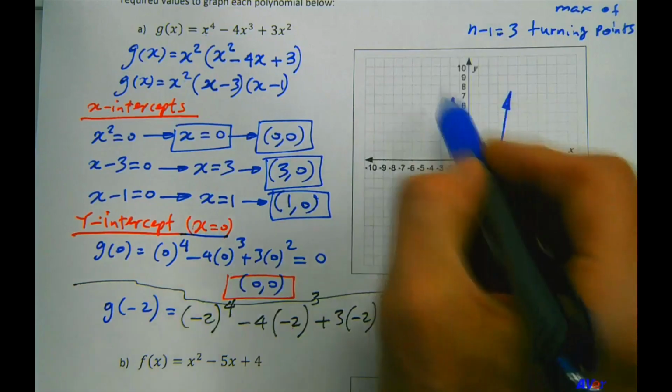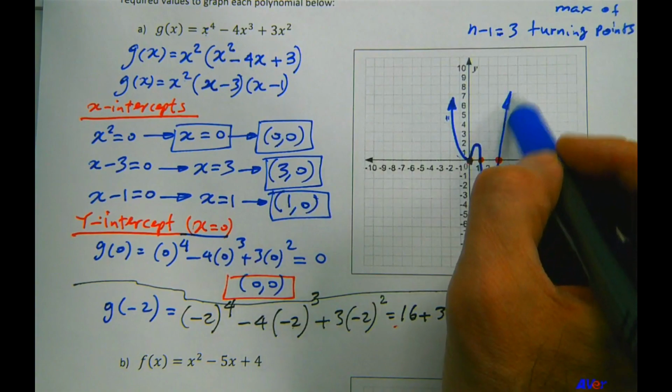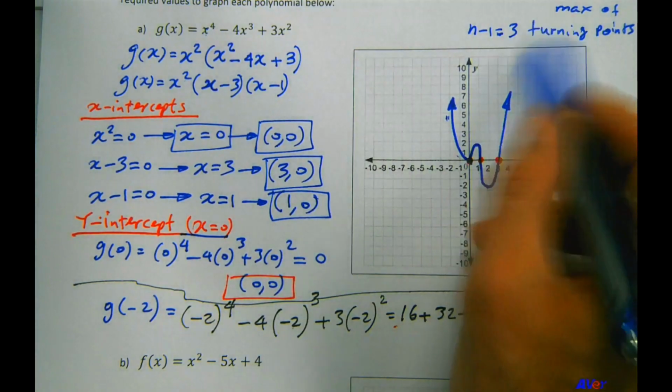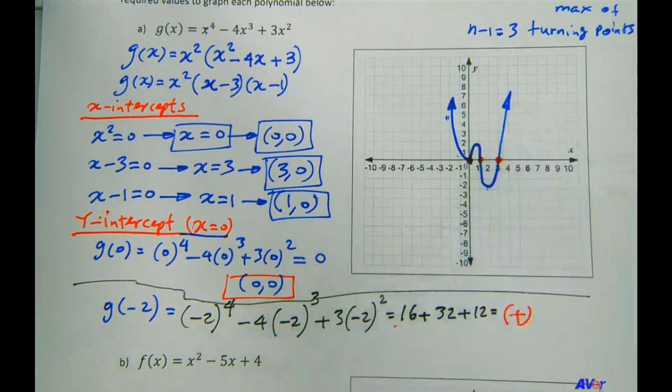That means on this side, it'll keep going up forever. On that side, it'll keep going up forever. And the arms never turn back down again. There are no more turning points. We have found the maximum number of turning points.